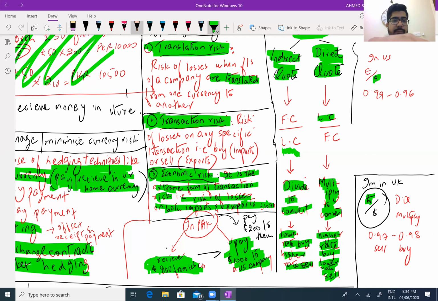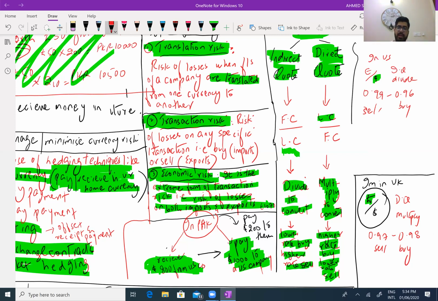What is the quote? Indirect quote. You need to divide to convert, and the rules of indirect quote state that the lower rate among the two is the buy rate and the higher rate is the sell rate. Okay, you need to absorb or learn these two rules: whenever foreign currency is in the numerator, indirect quote, divide to convert, lower buying, higher selling.